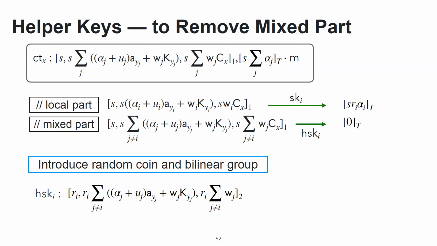Now, the user in slot I can use its hyperkey to remove the mixed part of ciphertext. And when the predicate equals 1 with his secret key, the user in slot I can decrypt the local part and recover this S_I alpha_I over group GT. However, the last term in ciphertext is as we highlight here. This user still cannot recover the message.